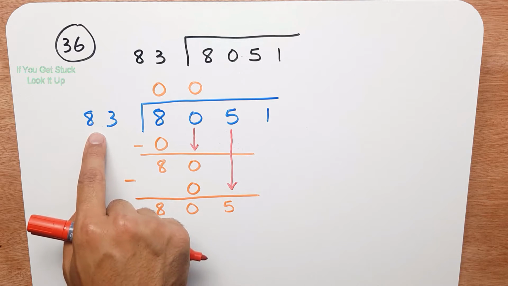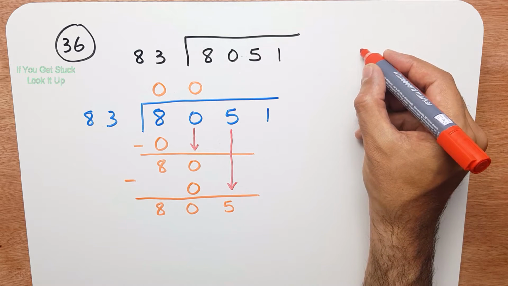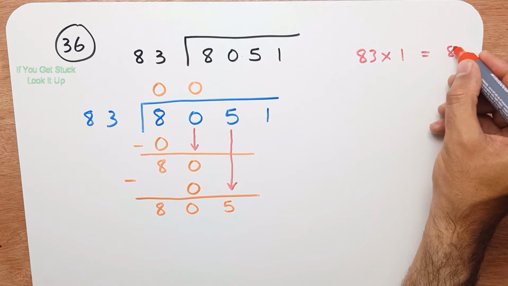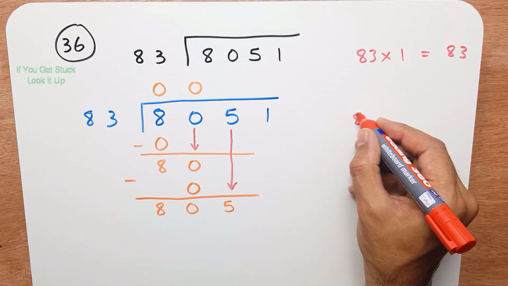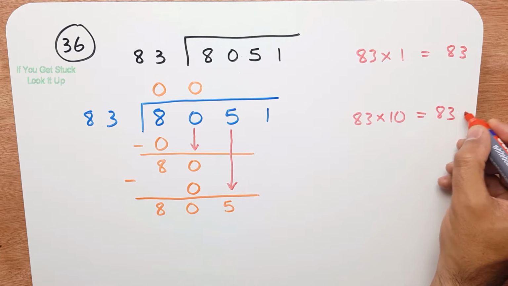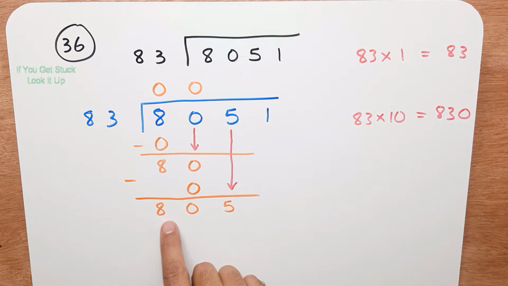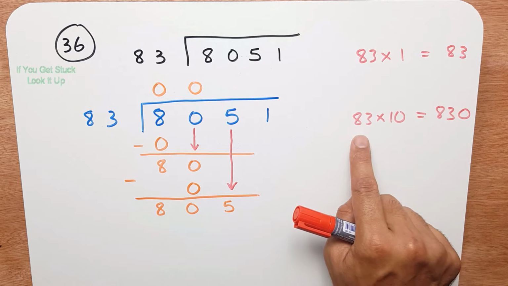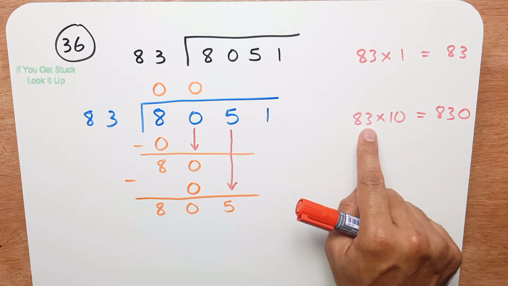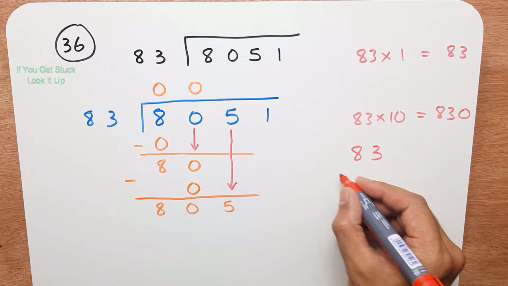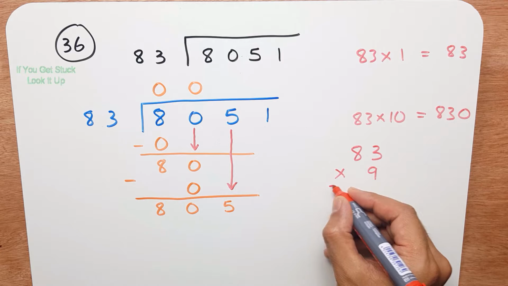Now, this is where you need to know some facts. 83 times 1 is 83. 83 times 10 is 830. Now, if you look, this number, 805, is very close to that number, 830. So what I'm going to do is try 83 times 9. So 83 times 9.